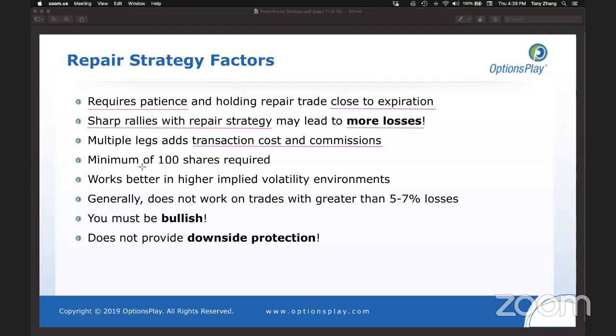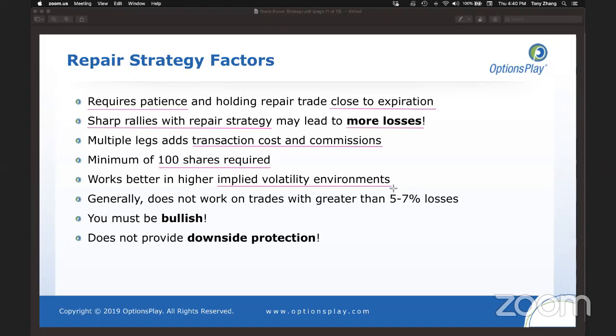And this does require you to trade a minimum of 100 shares, because if you have less than 100 shares, you can't sell that covered call to pay for that vertical spread. So this has to be for stocks that you own at least 100 shares of. Now, this strategy, generally speaking, works better in higher implied volatility environments because, again, you're short two legs, and you want those short two legs to be in a higher volatility environment that generates hopefully enough yield to pay for the vertical spread.